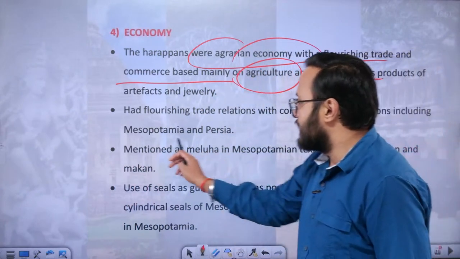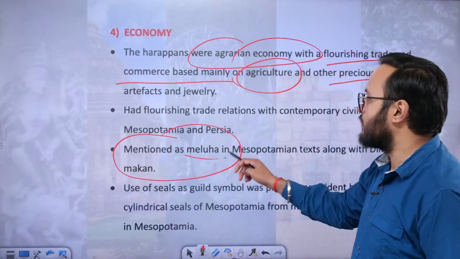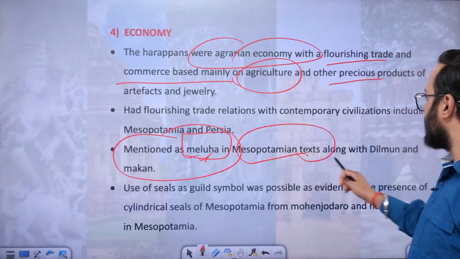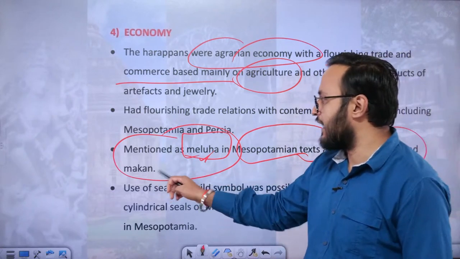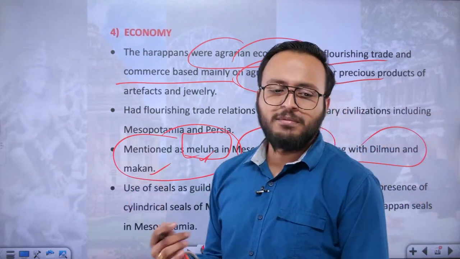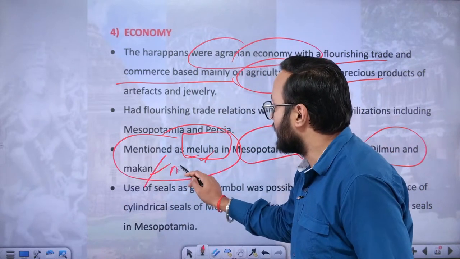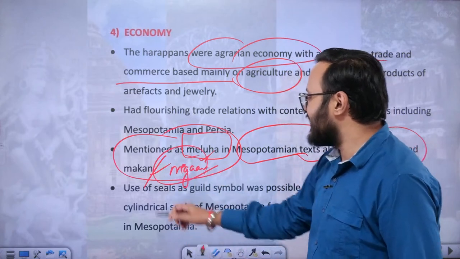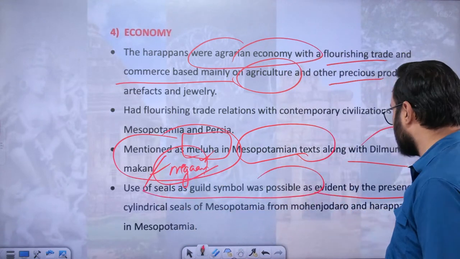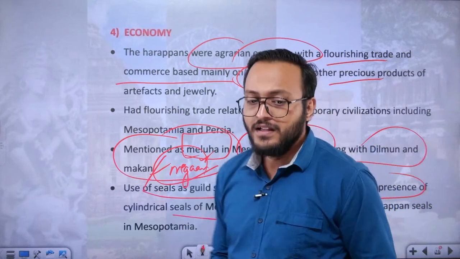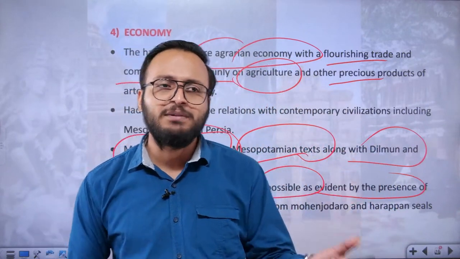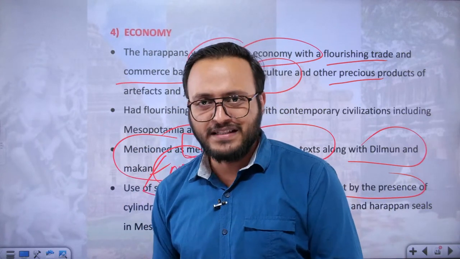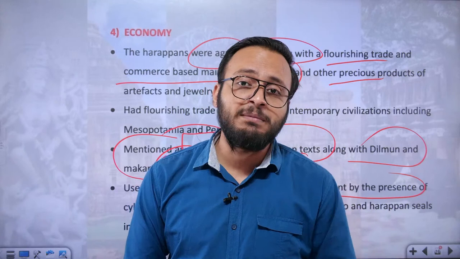Not just that, this place of Harappan civilization, particularly Mohenjo-daro, is mentioned as Meluha in the Mesopotamian text along with Dilmun and Magan. This is Makan, or sometimes also known as Magan. Okay, Magan. The use of the seals as the guild symbol was possible, as evident by the presence of the cylindrical seals of Mesopotamia. So once we have the presence of the Mesopotamian seals in the Harappan cities, then we also find the presence of the Harappan seals in Mesopotamia, the city of Ur.